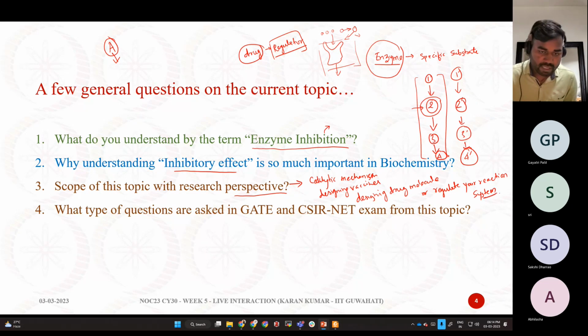Okay, so what type of questions are asked in the GATE and CSIR-NET examinations from this topic? You will find a lot of questions. In any paper, whether you are attempting GATE or CSIR-NET, you will find at least 2 questions from this topic, and at most it can be any number. You will see in any sample paper that questions on this come up in all entrance exams. So be prepared for this topic.